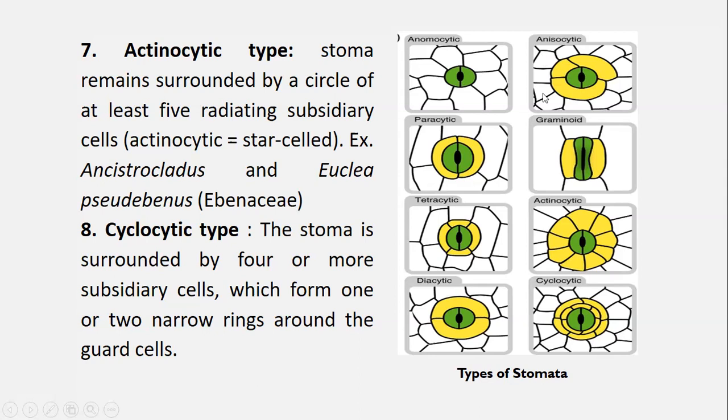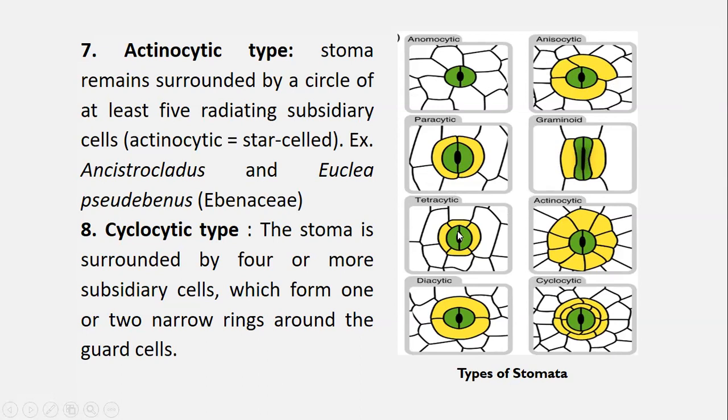Whereas in case of anisocytic stomata, you can see three yellow colored subsidiary cells, and these two are same in size. The third one is small in size. In case of paracytic stomata, you can see here two subsidiary cells are there, which are parallel to the guard cells. Whereas in gramineaceous also a similar type is there, but here the guard cell shape is dumbbell shape. That is the only difference between paracytic and gramineaceous.